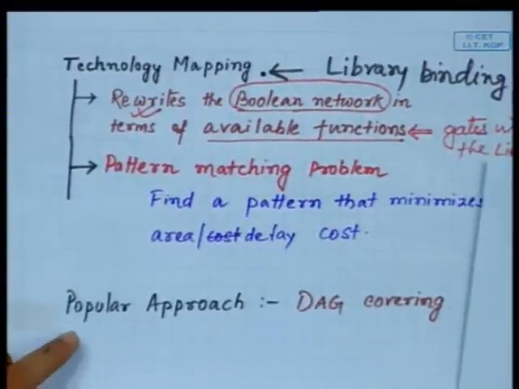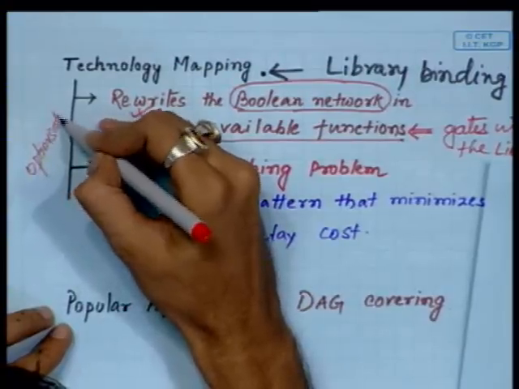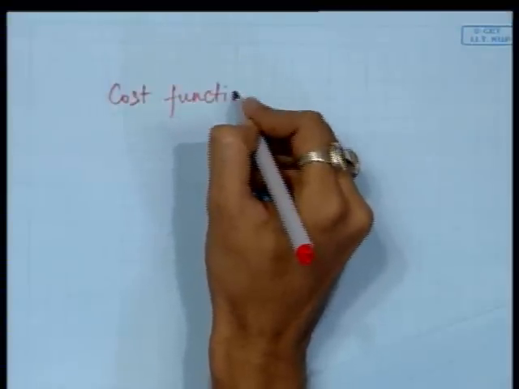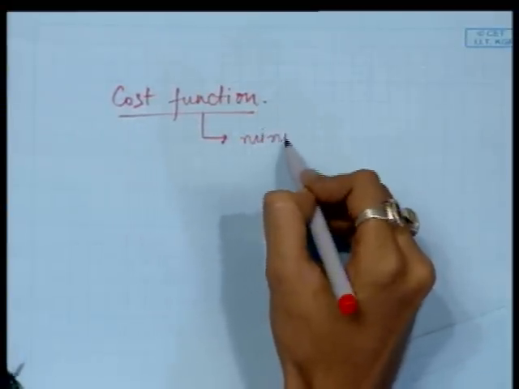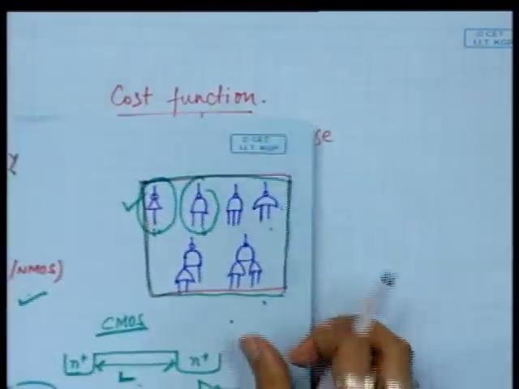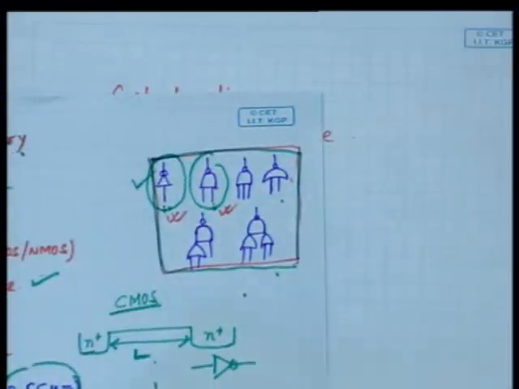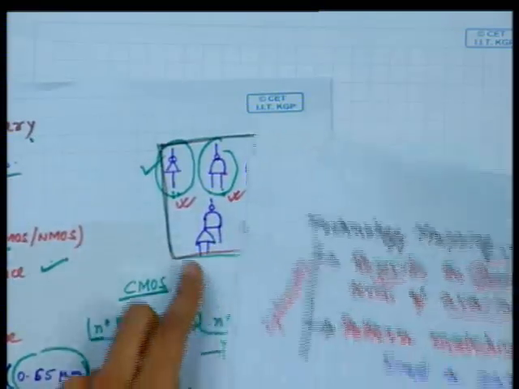Now, in technology mapping an optimization problem also comes. There is something called a cost function. The aim is to minimize the cost function. There are multiple cells available in the library. You have to replace your design using these cells only.